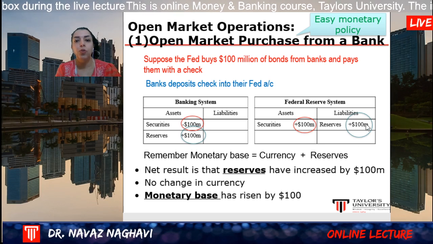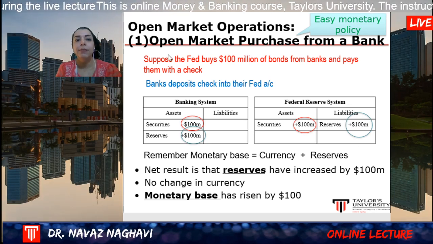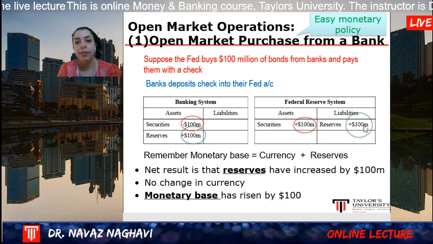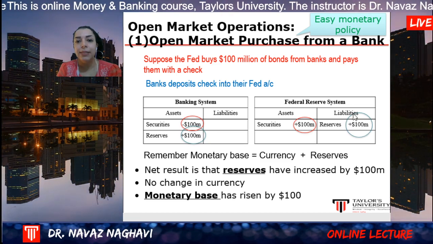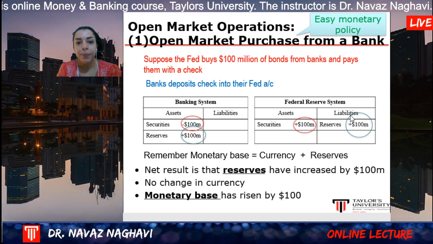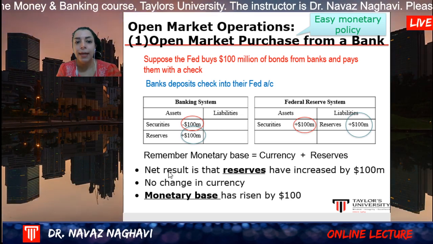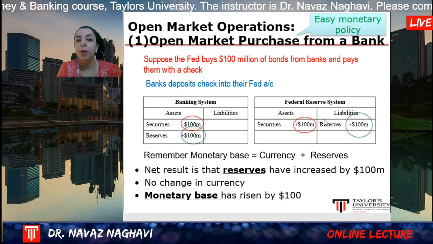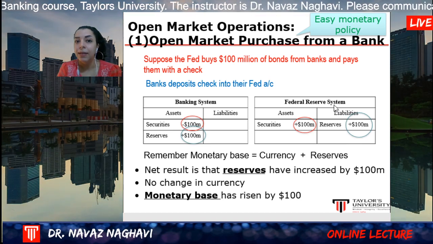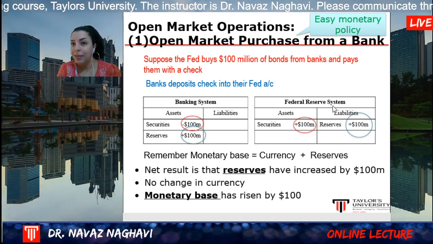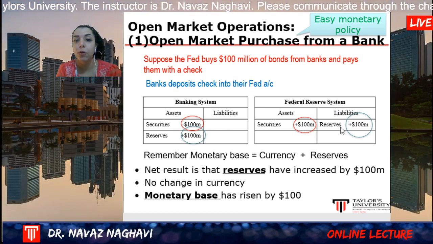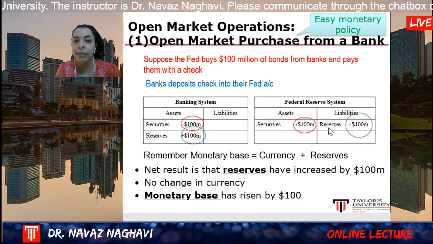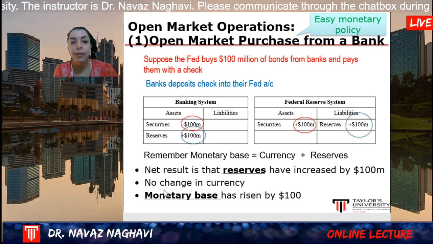Here it shows you that for the Federal Reserve, due to this open market purchase, the amount of the reserve has increased. So this increase in reserve shows that the money supply or monetary base is increasing. That's the reason we always say that open market operation is equal to increasing money supply, because the amount of the reserve is increasing. Is there any change in currency?